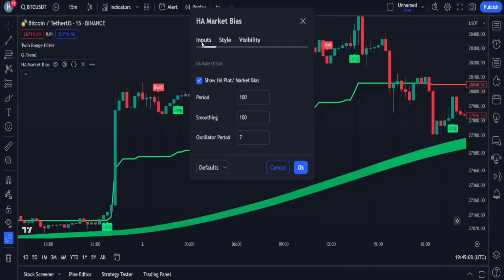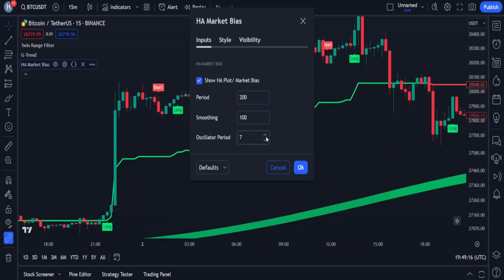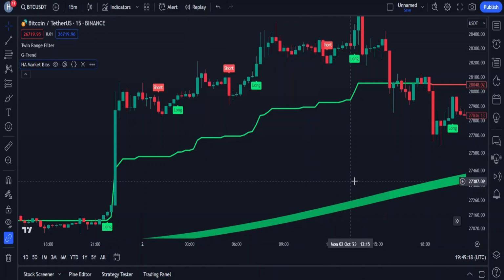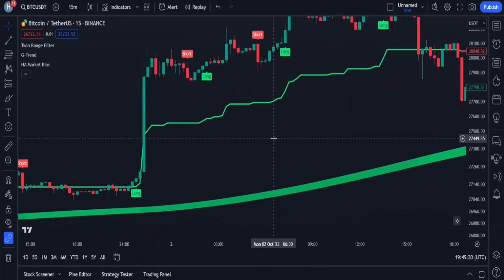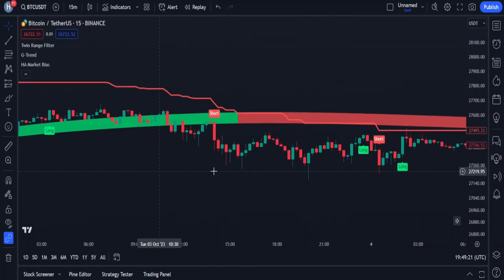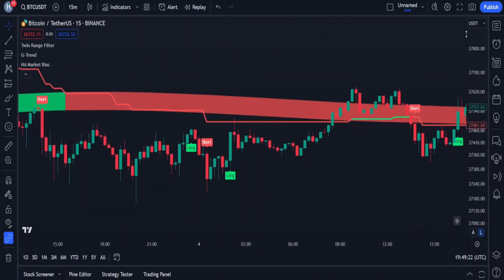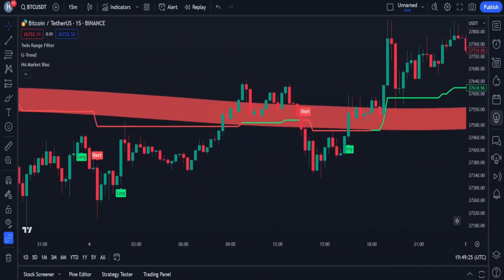Then we move to the Inputs tab and change the period option to 200. The smoothing option should be on 100. An oscillator period should be set to 7. So these are going to be the changes in the settings for this indicator. Now that our chart is set, let's go through the complete rules for entering a buy and sell trade through this strategy.